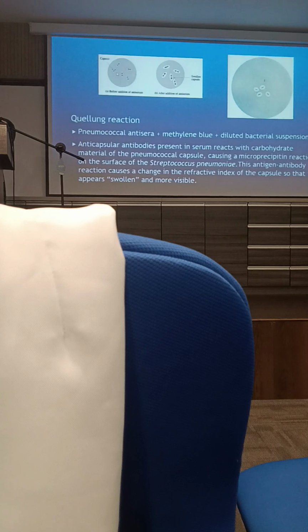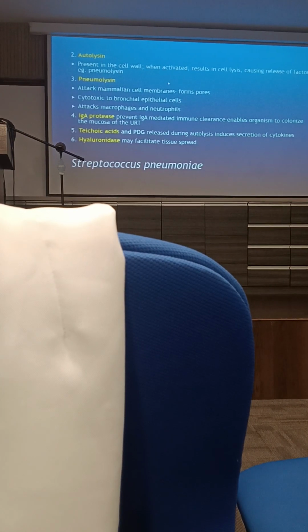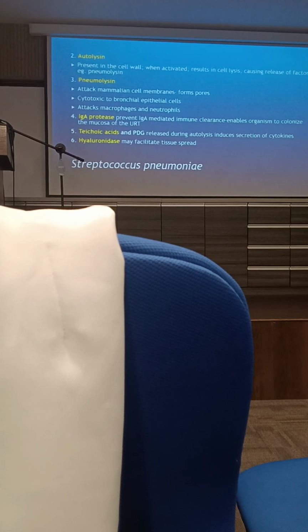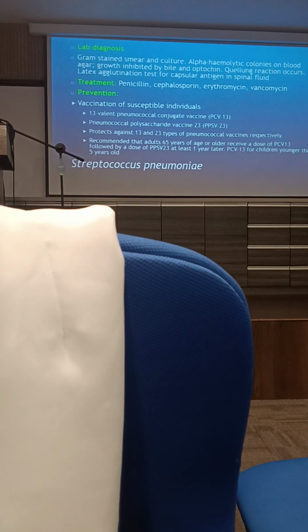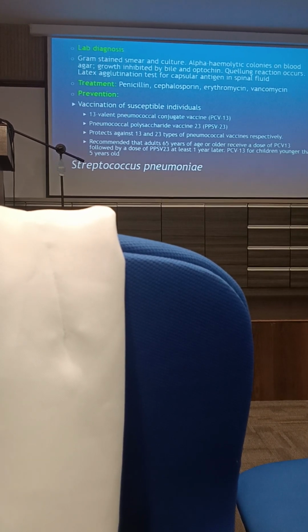So besides the capsule, it produces autolysin, pneumolysin, IgA protease, teichoic acids, and hyaluronidase. Diagnosis, all mentioned, I think. Treatment, penicillin. Vaccination, the vaccination targets those capsular antigens. So it's very antigenic.